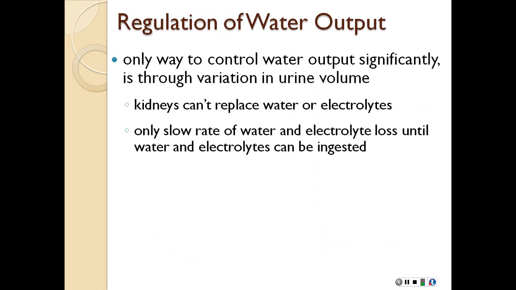The only way to control water output significantly is through variation of urine production. So the kidneys are controlling balance by getting rid of excess water if there's enough already in the system, or holding on to it if the amount is dropping. So kidneys can't replace water or electrolytes. All they can do is control how much of each of those is released or held on to.